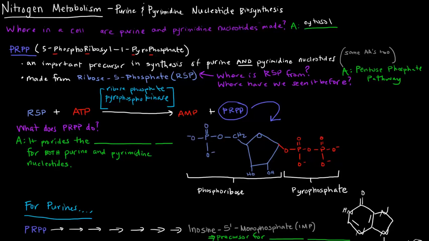Now, what does PRPP actually do? Why is it important in the synthesis of purine and pyrimidine nucleotides? Well, it provides the ribose phosphate unit for both the purine and pyrimidine nucleotides. So this portion here is important for the synthesis of purines and pyrimidines, right? This is the pentose sugar portion and the phosphate portion for those nucleotides. So that's what PRPP does. It provides this portion for those nucleotides.